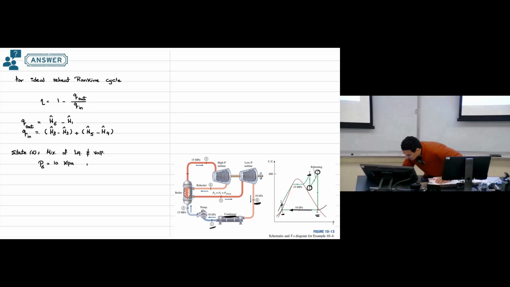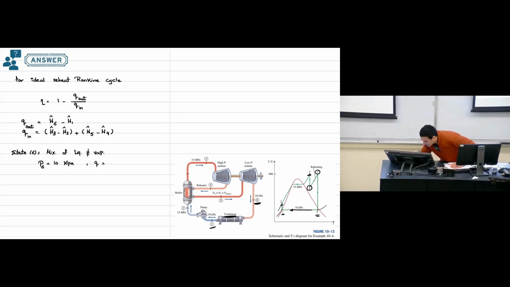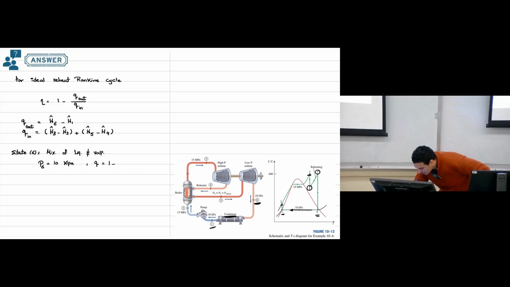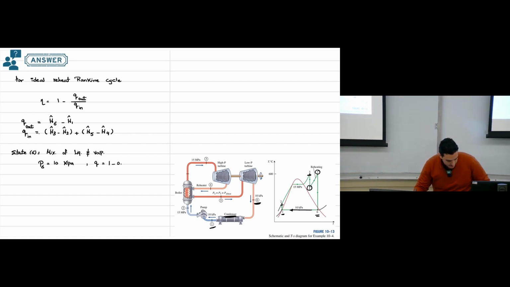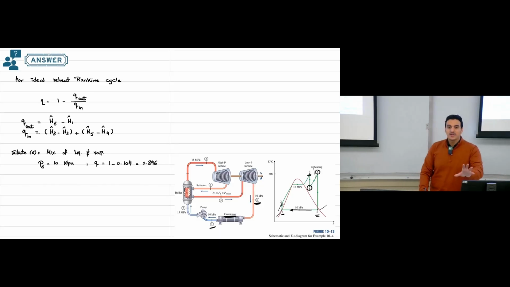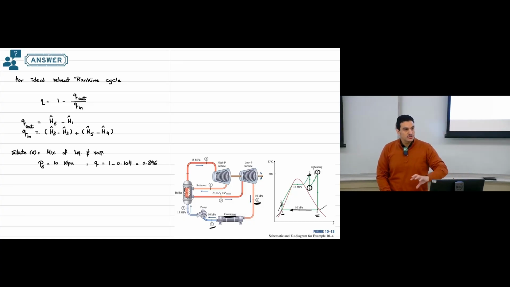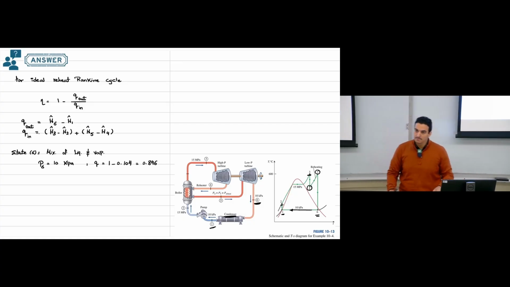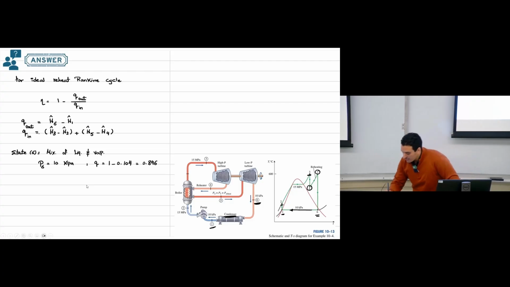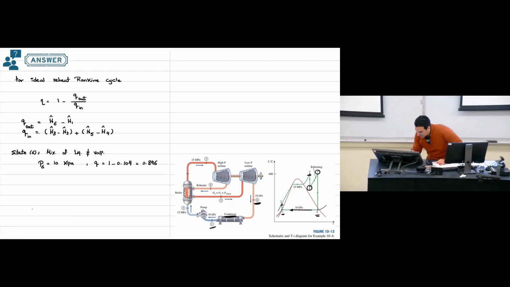And also we have Q is 1 minus 0.104, so the quality will be 0.896. Remember that the quality represents the fraction of vapor, and moisture is the fraction of liquid. Okay? So this is what we start with, and this is the pressure we have.